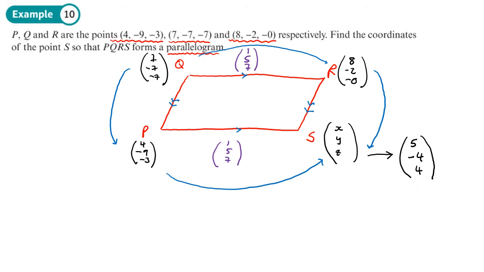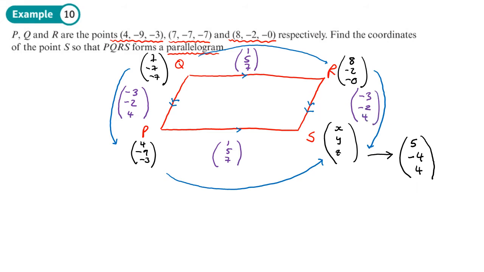So the displacement from Q to P, well, I can see that the first number, 7 to 4, goes down by 3. Then I'm going from -7 to -9, so that goes down by 2. And then I'm going from -7 to 3, that goes up by 4. Let's apply the same displacement over here: minus 3, minus 2, plus 4.